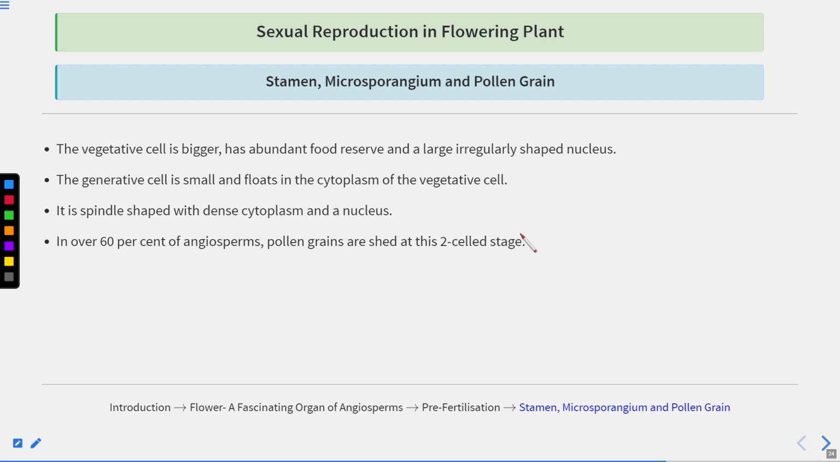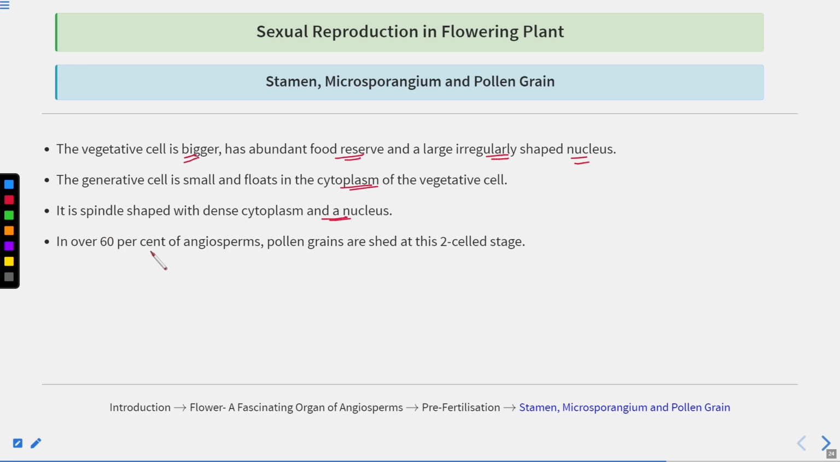Now the vegetative cell is bigger, as I have told you, and has abundant food reserve and a large irregularly shaped nucleus. The generative cell is small and floats in the cytoplasm of the vegetative cell. It is spindle shaped, and dense cytoplasm is present as well as a nucleus.